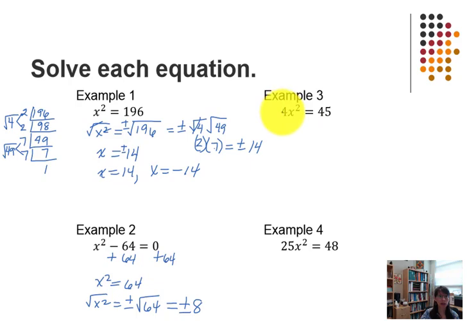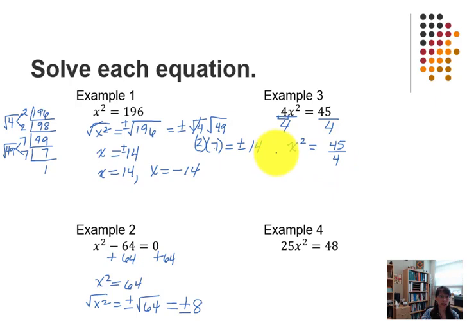With example 3, I have 4x squared equals 45. Well, notice this time that we have a coefficient in front of x squared other than positive 1. So I need to divide both sides of this equation by 4 to isolate x squared equals something. 45 doesn't divide evenly by 4. So I'm going to leave the fraction as 45 over 4.